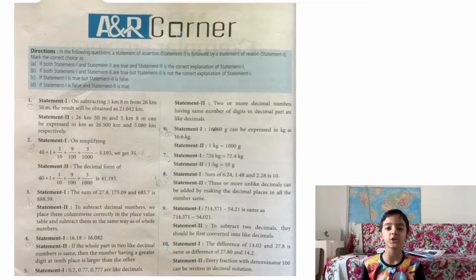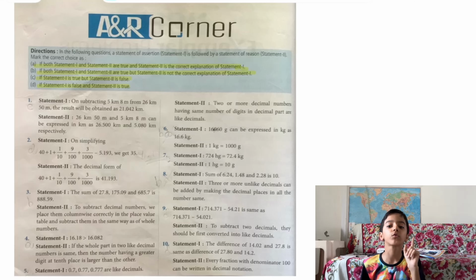For all these questions, there are 4 options. I will read out all the options. First option: if both statement 1 and statement 2 are true, and statement 2 is the correct explanation of statement 1. Second: if both statement 1 and statement 2 are true, but statement 2 is not the correct explanation of statement 1. Third: statement 1 is true, but statement 2 is false. Fourth: statement 1 is false, and statement 2 is true. Based on these 4 options, we have to answer all the questions. So let's start.